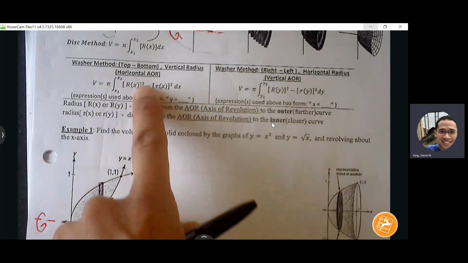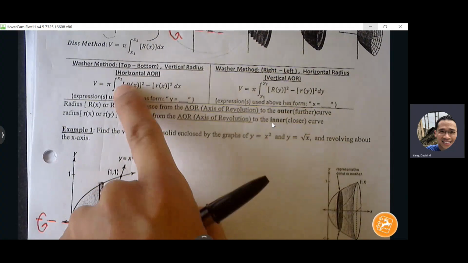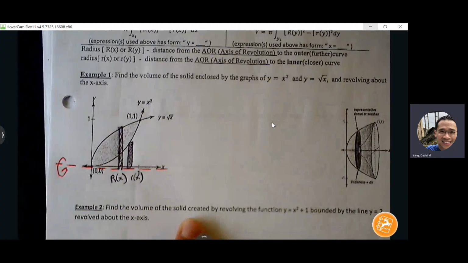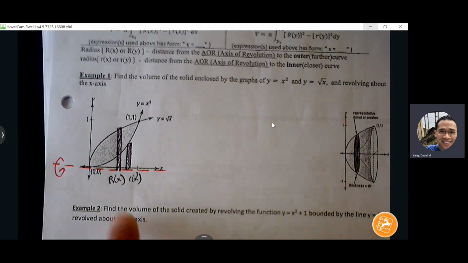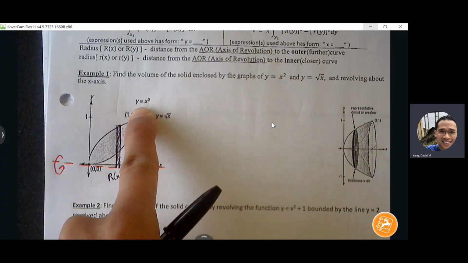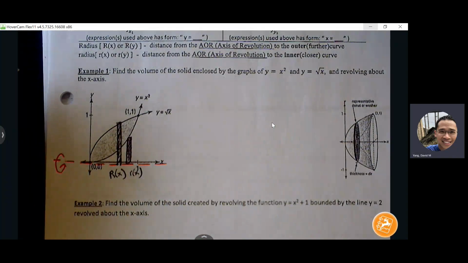The top minus bottom, right? Because we have a horizontal axis, vertical radius, top minus bottom. So that means we have to find our bounds from the left to the right. I think we can tell this was the furthest left x value that you see: 0. What's the furthest right x value? 1. Okay, we're looking at that x value there. Okay, good. So we have our bounds. We know we have that taken care of.